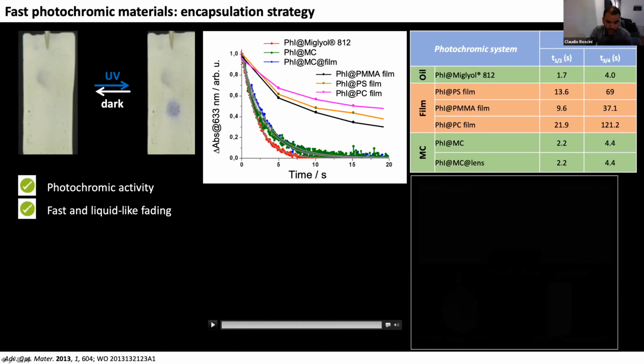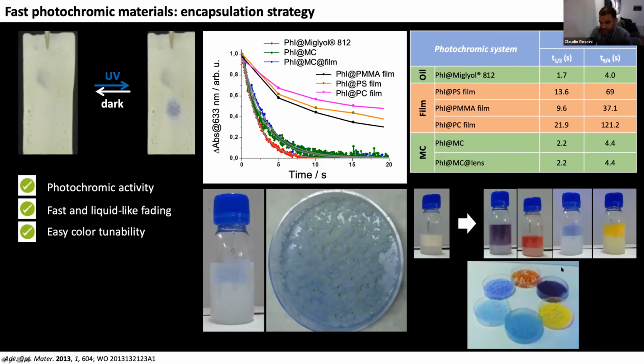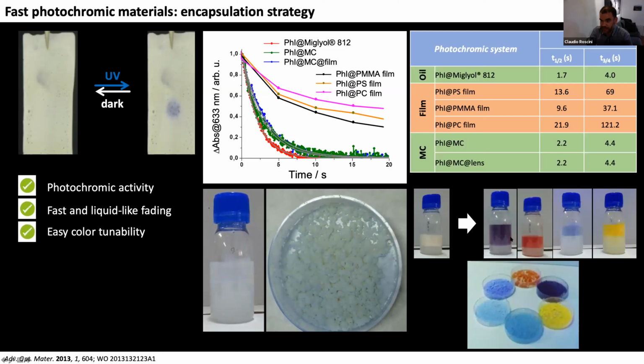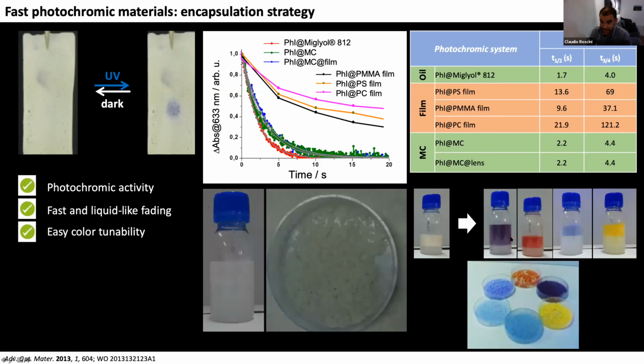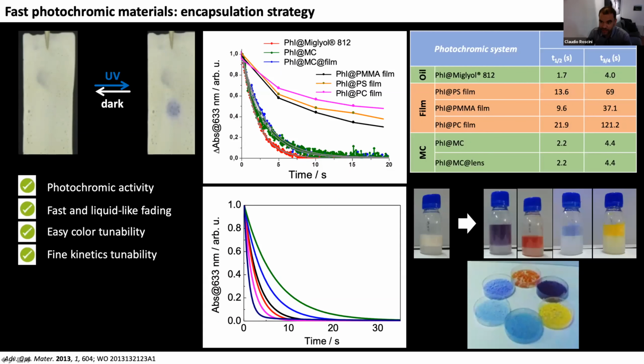After that, we show that this process can be tuned, because we can change the photochromic dye with any commercially available dye that is soluble in our oil, achieving multiple colors. But we can also achieve a fine control of the kinetics by simply changing the oil that is inside the capsules. So we have a very fine control of the optical properties in the solid state without needing any chemical functionalization or modification of the matrix or the dye.